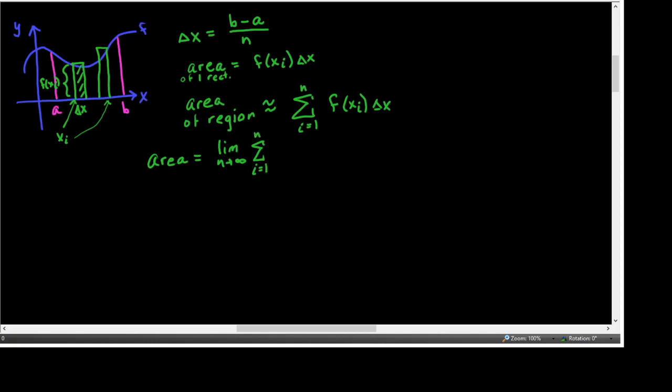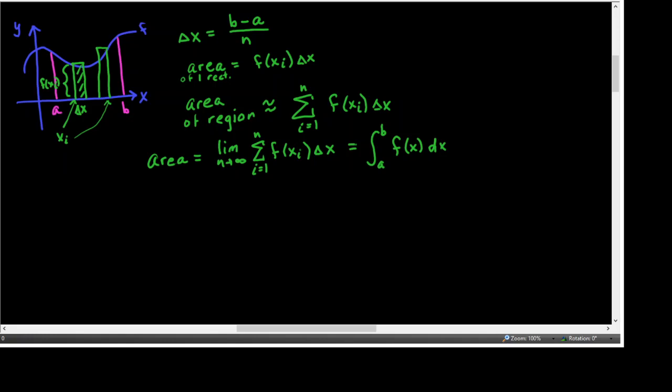And we learned how to find this an even better way, because this limiting process of the sum could be denoted by a definite integral sign from a to b, x equals a to x equals b. f of x sub i became f of x in the integral, and delta x became dx in the integral.